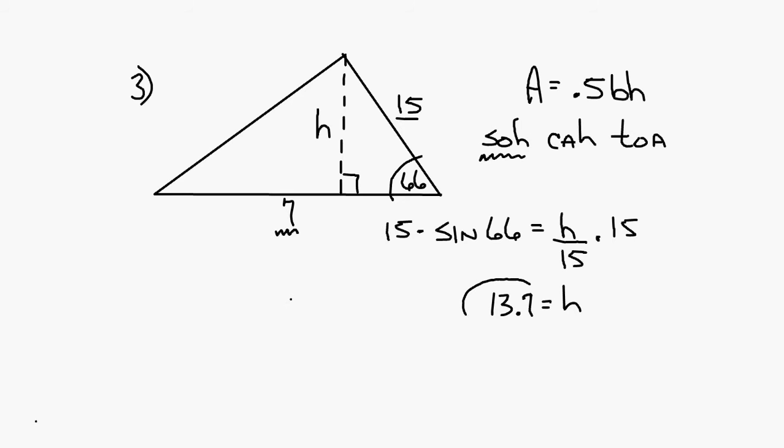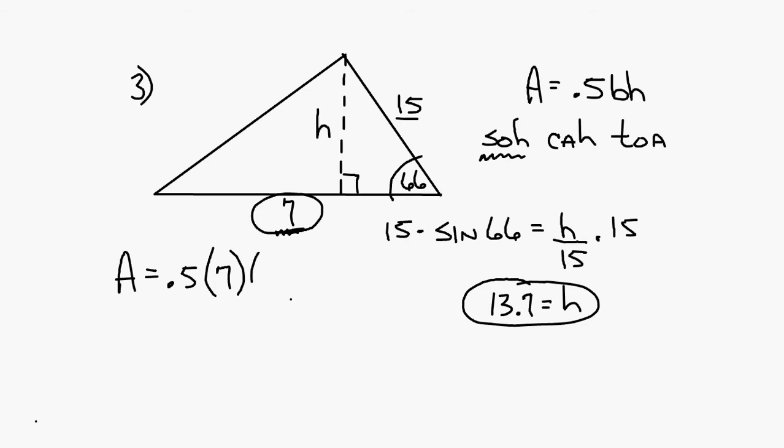So now this 13.7 is your height, and this 7 is your base. So the area is going to be equal to 0.5 times the base, which is 7, times the height, which is 13.7.